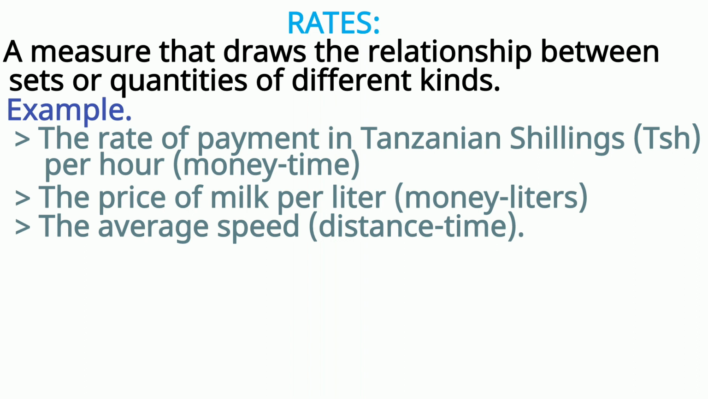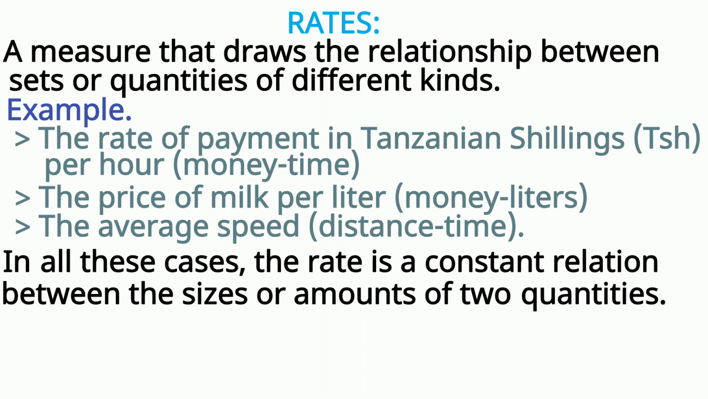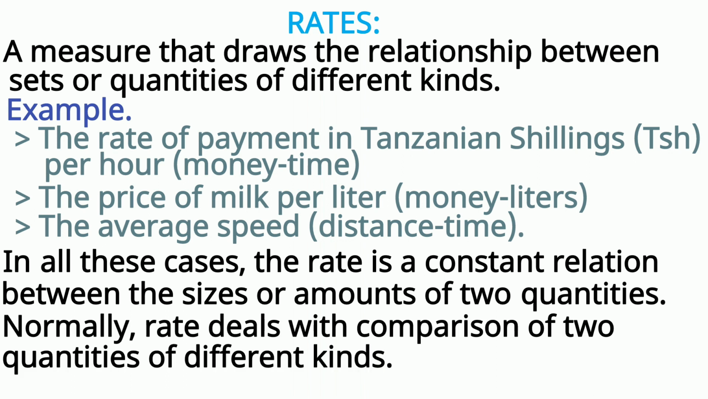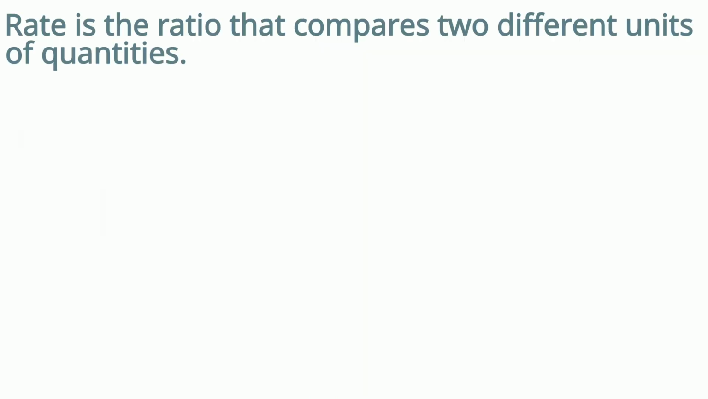So, in all these cases, the rate is a constant relation between the size or amount of 2 quantities. Normally, rate deals with comparison of 2 quantities of different kinds. Therefore, we can say that a rate is a ratio that compares 2 different units of quantities.